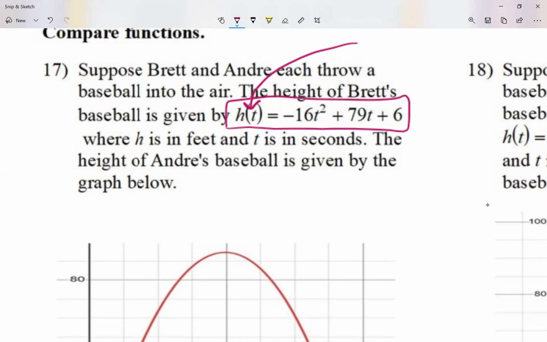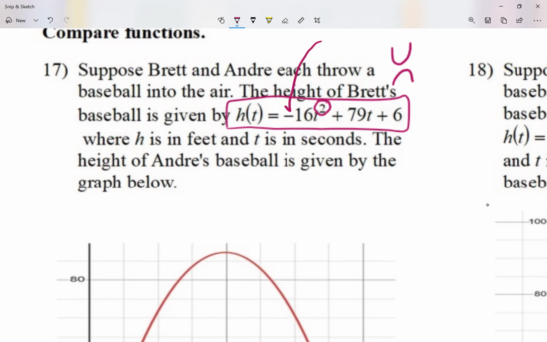Pretty cool thing. I know we've been working on quadratics. This thing where my highest exponent is 2 gives us a U shape. It's either open up or open down. My first number is negative, so I know this is an open down shape. So we've been working on that.